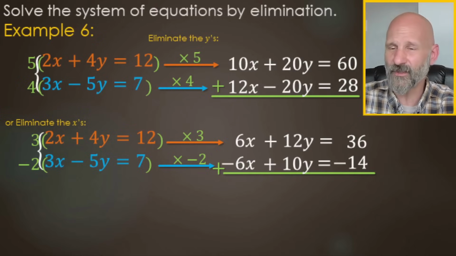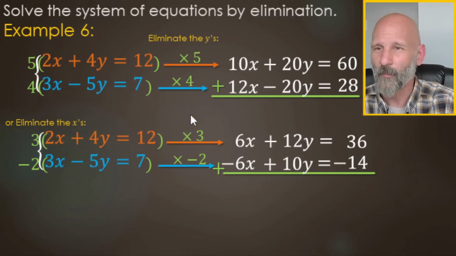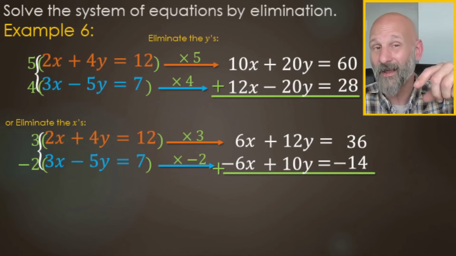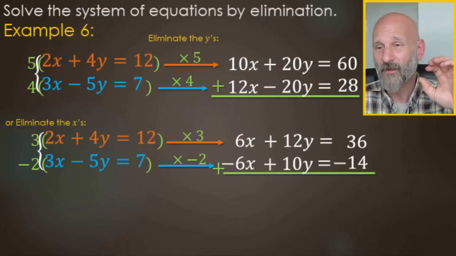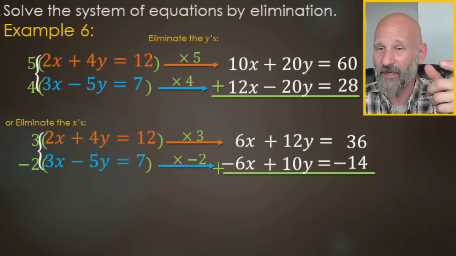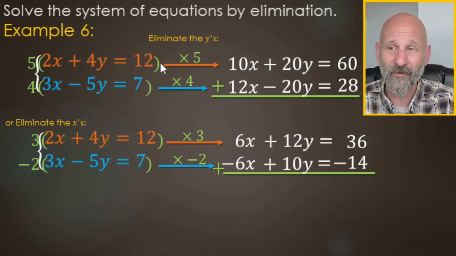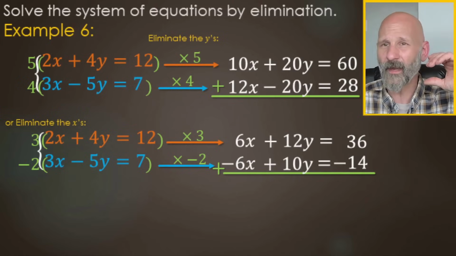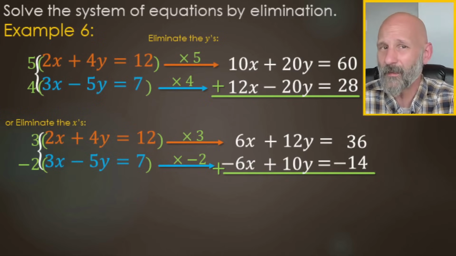Now that you've seen it all the way through, you decide which is easier, multiplying by a 5 and a 4 or a 3 and a negative 2. With the 3 and the negative 2, you're multiplying by smaller numbers, but you also have the negative 2, so you're doing an extra calculation with that. And if you struggle with multiplying by negatives, you might just want to go with the 5 and 4 and eliminate the y's instead. Again, this is totally personal choice. You could choose either one. It really doesn't matter. You're going to end up with the same answers.